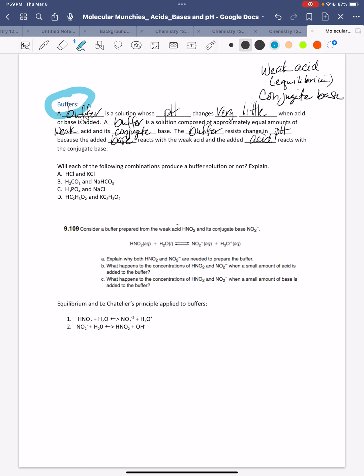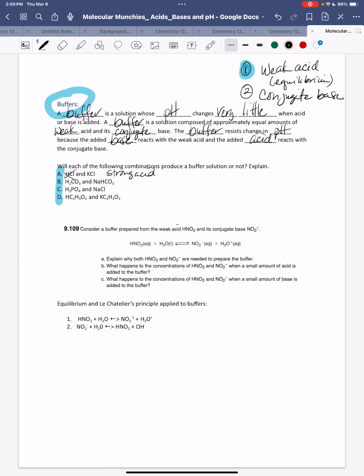First and foremost, I want to go through these and ask you whether these are good sources. Can we build a buffer from these solutions? Again, we're just asking ourselves: do we have a weak acid, and do we have a source of the conjugate base? Hydrochloric acid is a strong acid. We hopefully know that. So this one doesn't work because it's a strong acid, and it will not be able to establish an equilibrium. It's going to completely ionize. Okay.